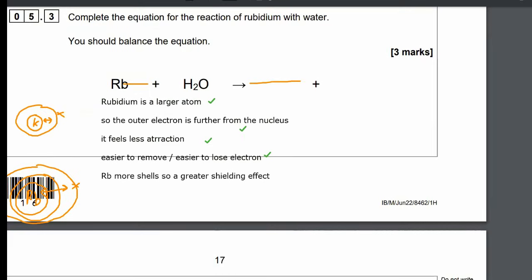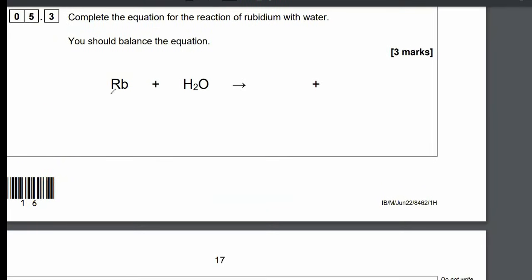There we go. Right, this is an equation you should know off by heart. It is the same for all group 1 metals. In fact, it's the same for many metals that react like this, but the group 1 especially. So rubidium plus water, and this is why the group 1 metals are called alkali metals.